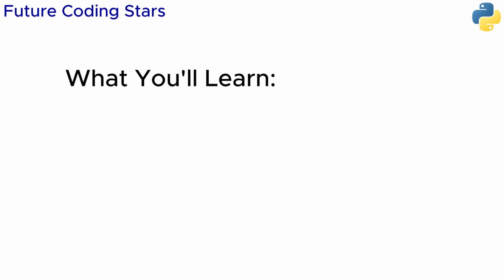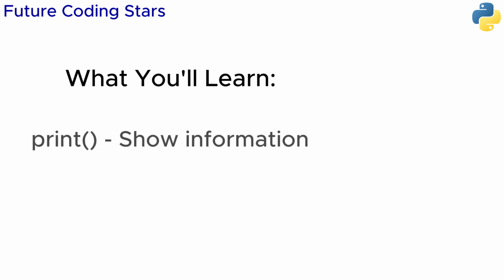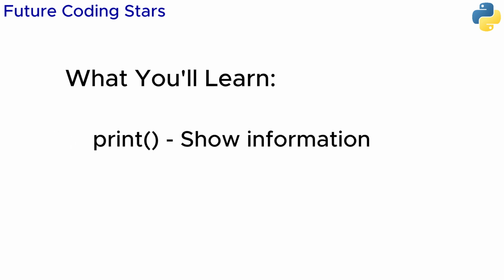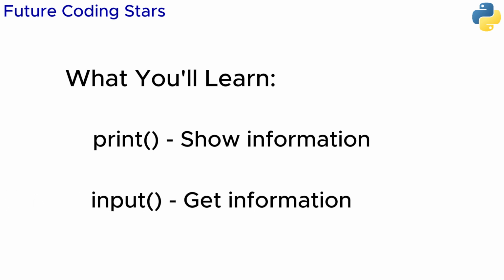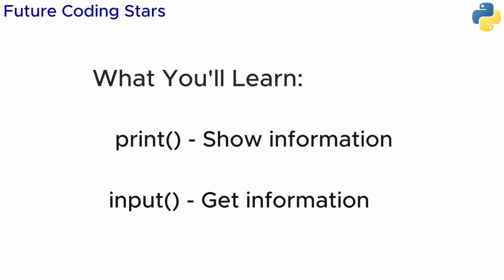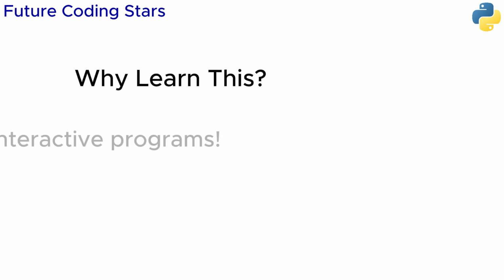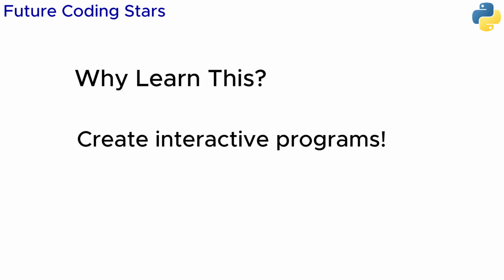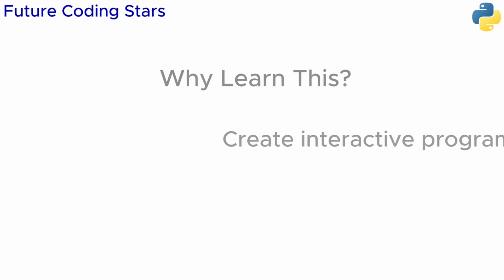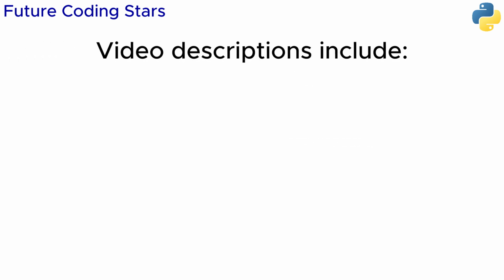We'll learn about two key Python tools. First, the print function, which lets your program show information on the screen. Second, the input function, which lets your program ask the user for information and wait for them to type something in. Knowing how to handle input and output is basic, but it's the key to making programs that actually do things with people.